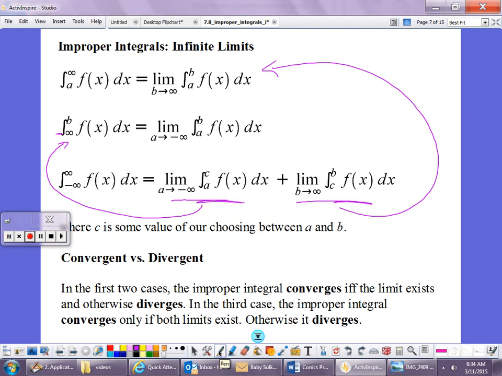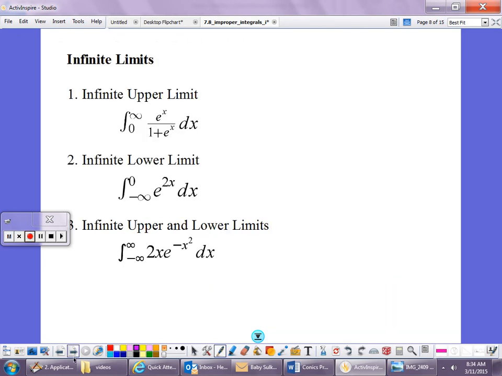In the third case, the improper integral converges only if both limits exist. So you have to have this one work and this one work. Otherwise, it diverges. So let's look at some particular cases. All right, infinite lower limit.